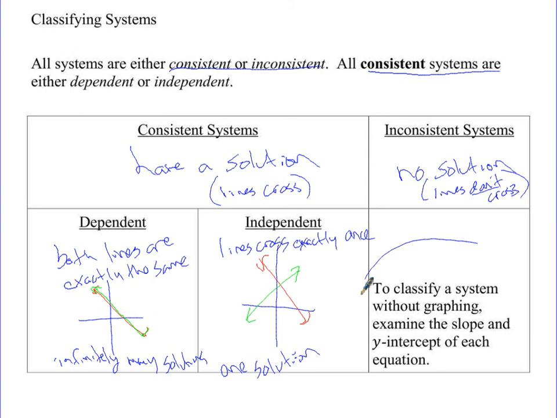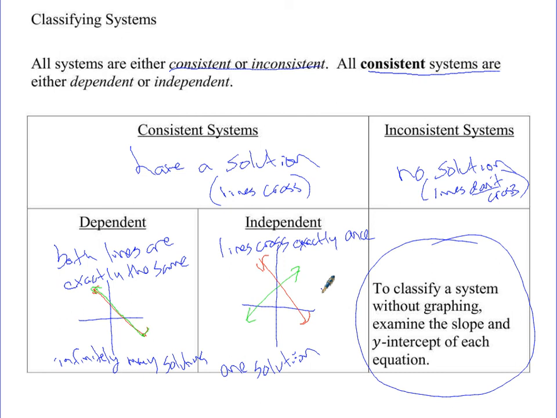The little note over here to classify a system without graphing, you don't have to graph these. All you have to do is look at the slope and y-intercept of each. If you put your equations in slope-intercept form, if they have the same slope, then they are either parallel, meaning that there is no solution, or if you look at the y-intercepts and see that they are exactly the same y-intercept as well, then they are exactly the same line, and therefore you have infinitely many solutions. If you put your lines in slope-intercept form and they do not have the same slope, then automatically you have two lines that will cross exactly once, and therefore you will have one solution. So that's how you can do problems that are asking you to classify systems.